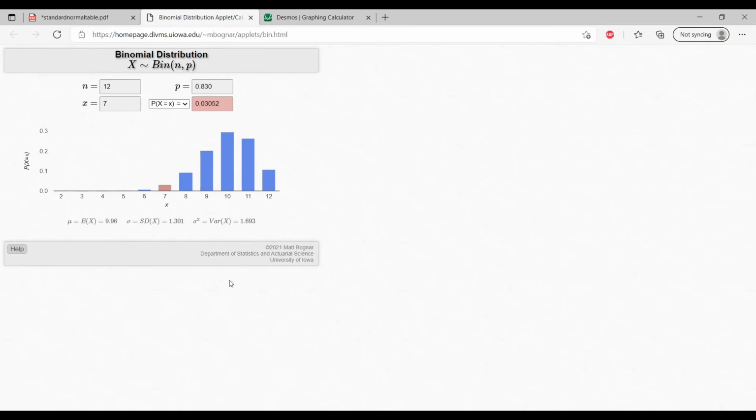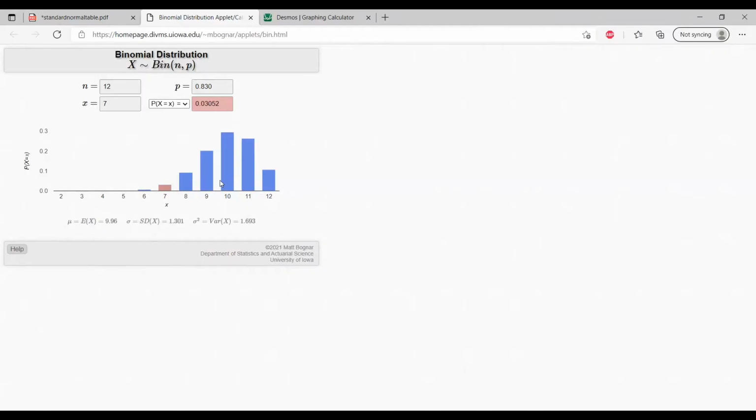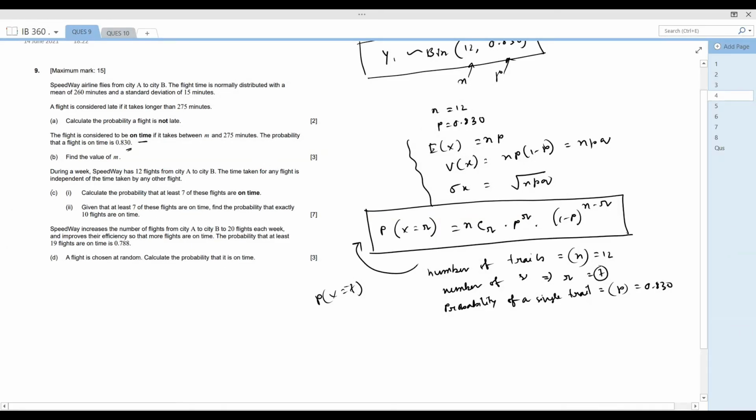Now you can see the question: calculate the probability that at least 7 of these flights are on time. So at least we need 7 of the flights to get a particular probability value, that is 0.037. So in this way, from 7 it is starting. That's why the graph value is there. In this way you can understand that it is proved.